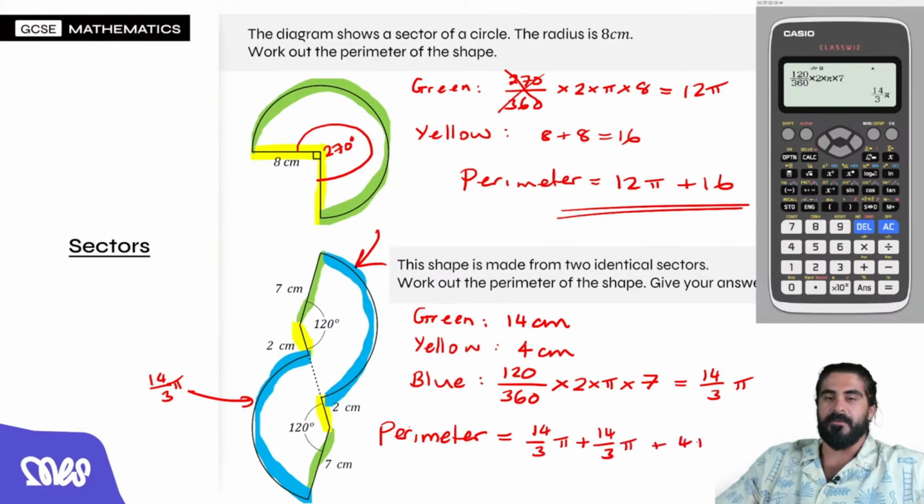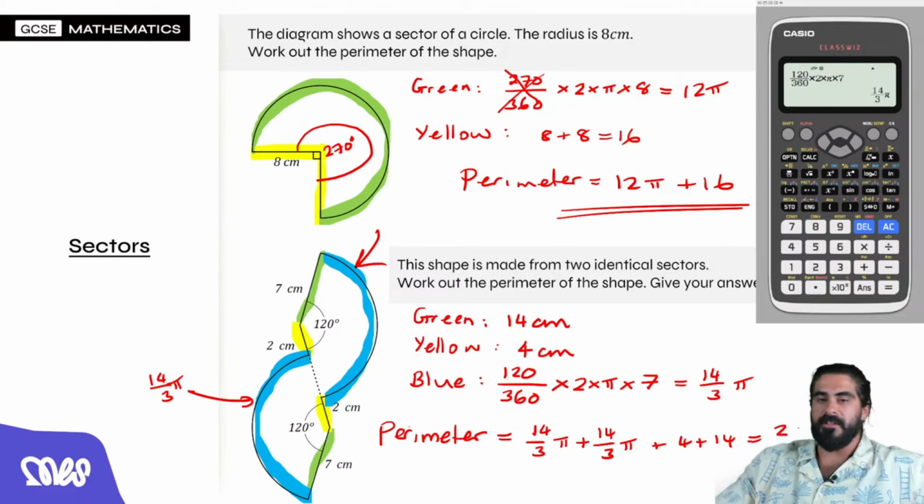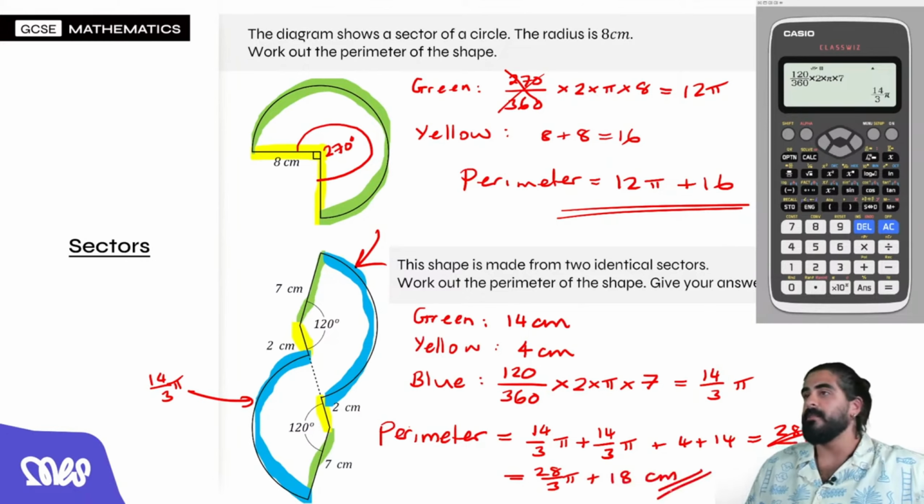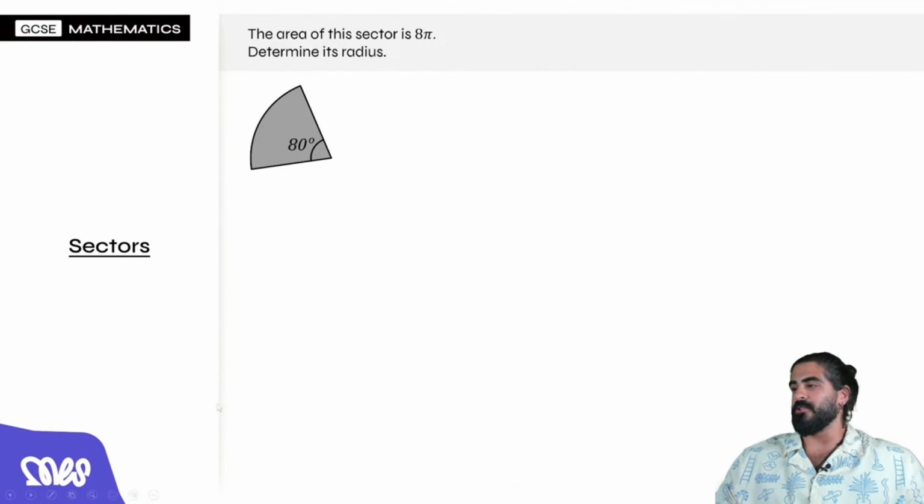Plus the 4 plus the 14. Then when you add this up, you'd get 14 over 3 plus 14 over 3 is 28 over 3. 28 over 3 pi plus 18. And that'll be in centimeters. That's it. Okay, here's a really cool question.